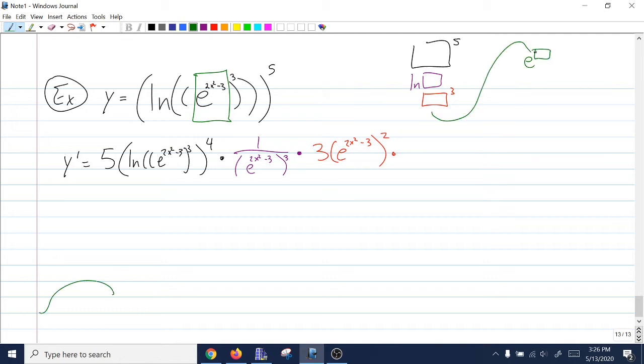E to the something. Derivative of e to the something is e to the something. Derivative of e to the x is e to the x. Derivative of e to the stuff is e to that stuff times the derivative of the inside. Now I'm looking at, man, I made this one deep. 2x squared minus 3. What's the derivative of 2x squared minus 3? It is 4x. Done. Box around it.